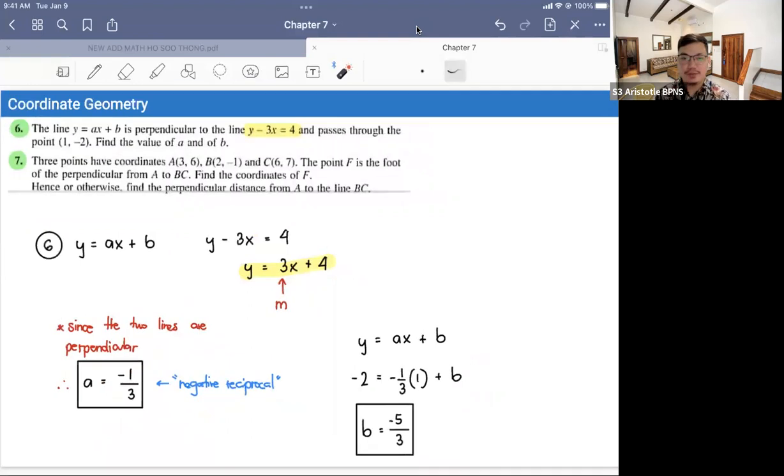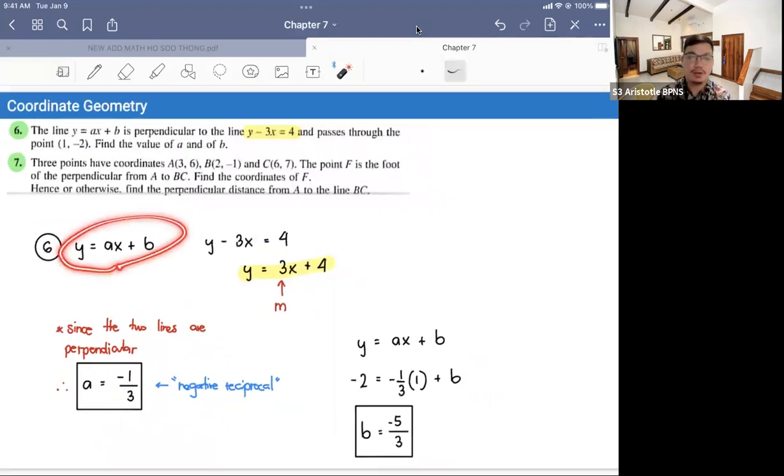Now for the value of b, I'm going to use the first equation. Since I know the value of a, and I know that this line passes through (1, -2), I'll use this and substitute the given values. So a is -1/3, and here is 1 and -2. Therefore, solving this, b is equal to -5/3. So those are the values of a and b. Any question, class?